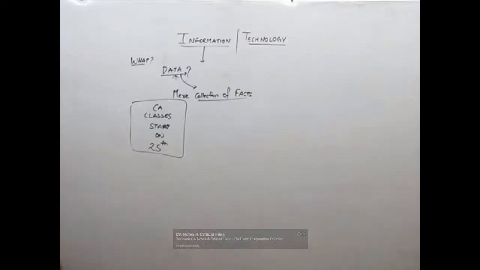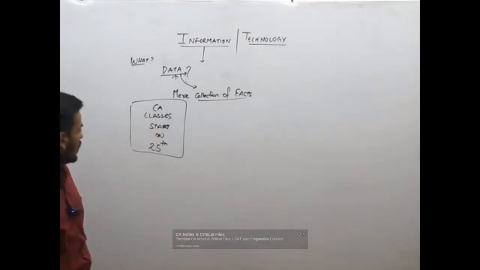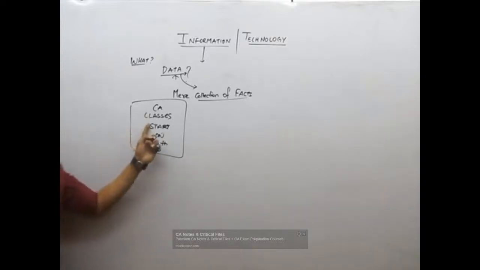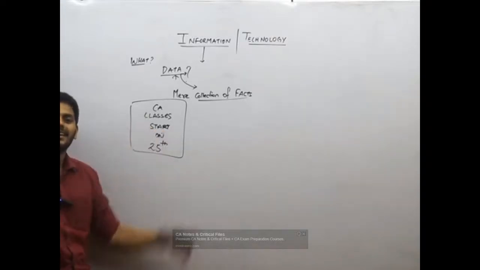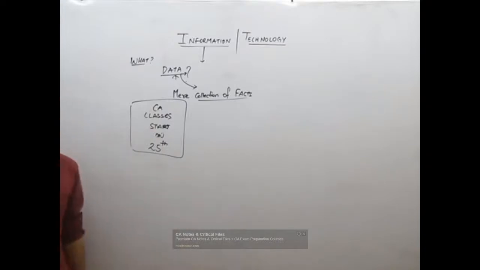Now wait, it's not done there. CA classes are starting on 25th. One CPT student saw this and he's like, hey, some classes are starting. But he doesn't know whether it's CPT or IPCC or final, so he walks past it again. Those CA students stopped and saw this, but he is not really going to the next step. Why? Because of lack of clarity.